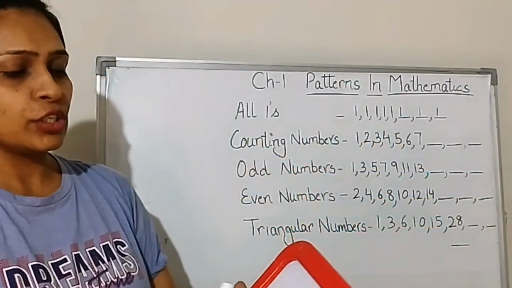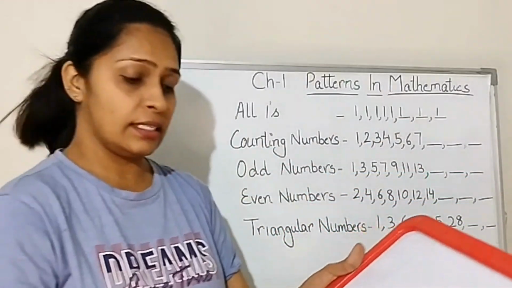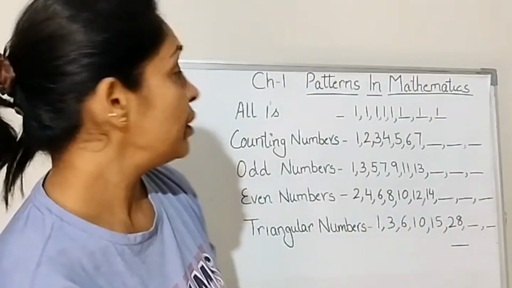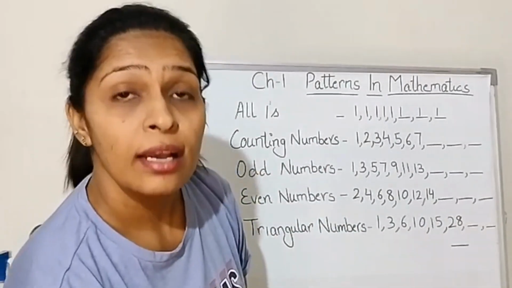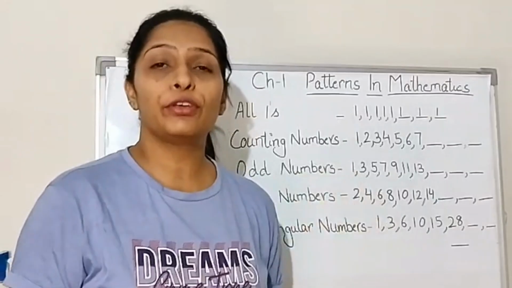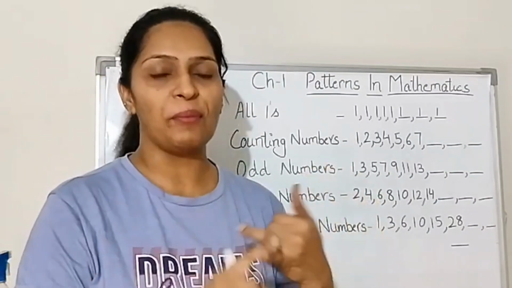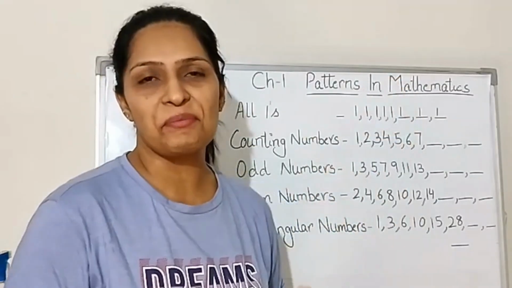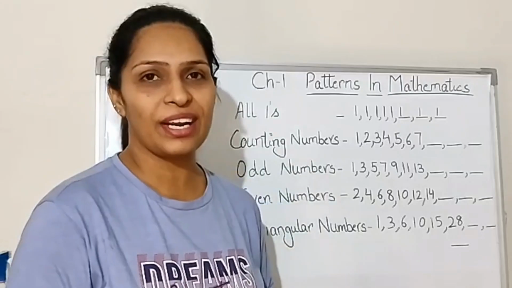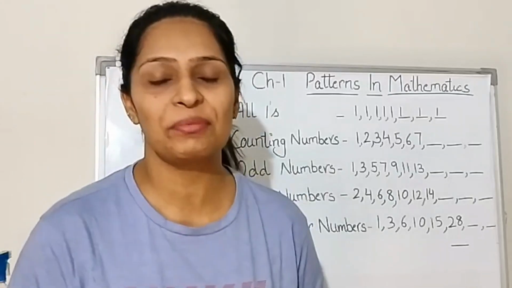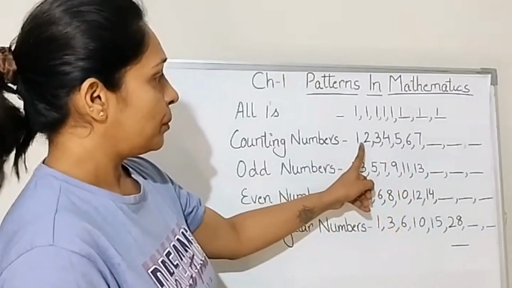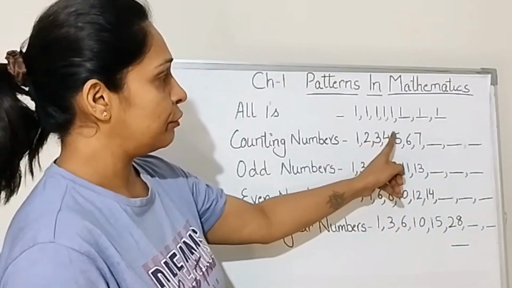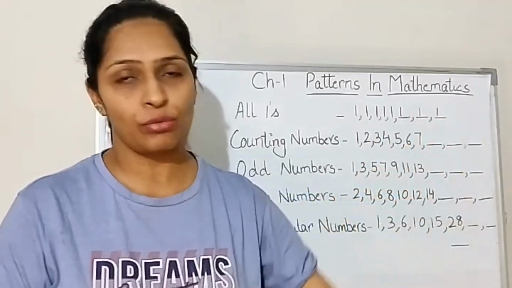Alright. Next, the next sequence here is counting numbers. The counting numbers which we use more often, everywhere, from your roll numbers to counting the number of guests, the number of friends you have, the number of candies you have maybe, right? So counting numbers. These are 1, 2, 3, 4, 5, 6, 7 and so on.